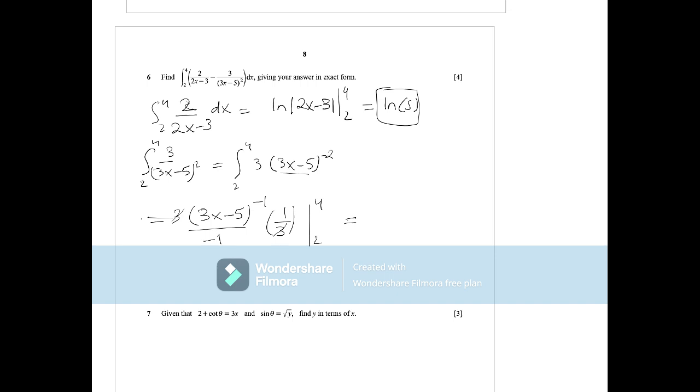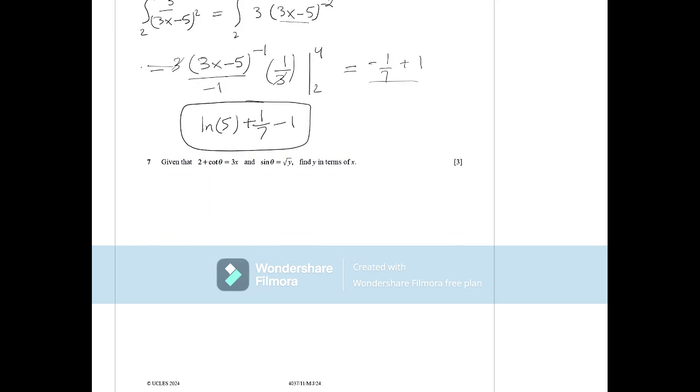And this will give us, for 4, 3 times 4 is 12 minus 5 is 7, so minus 1 over 7. And then for 2 we have 1, which is plus 1. Remember we had a minus sign here, but I did not put it over here, so I need to switch signs here. So the final answer would be ln 5 plus 1 over 7 minus 1.